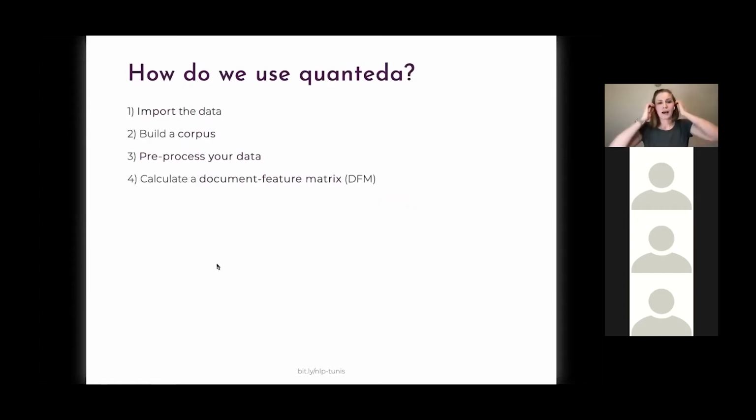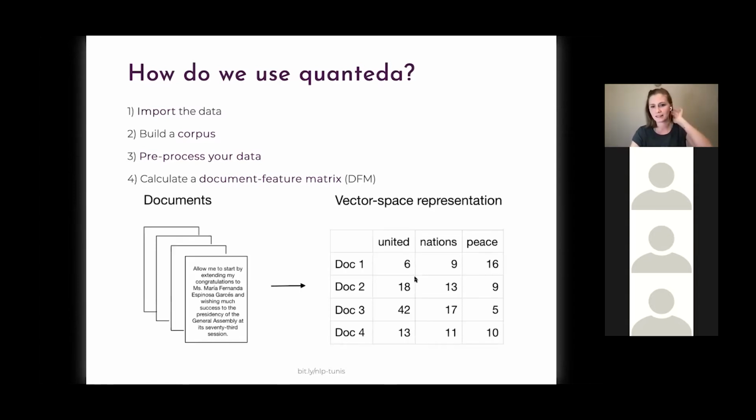Okay, so how do we use quanteda? It's basically always this very same workflow. You import your data, you build your corpus, which is again the collection of documents that you have. Then you do this magic pre-processing of your data. And in the end, you build the document feature matrix, the matrix you want to do the analysis with. How you do it is what I'm going to show you on the next slides. This is the document feature matrix again in a larger setting, but you're going to see it in a second.